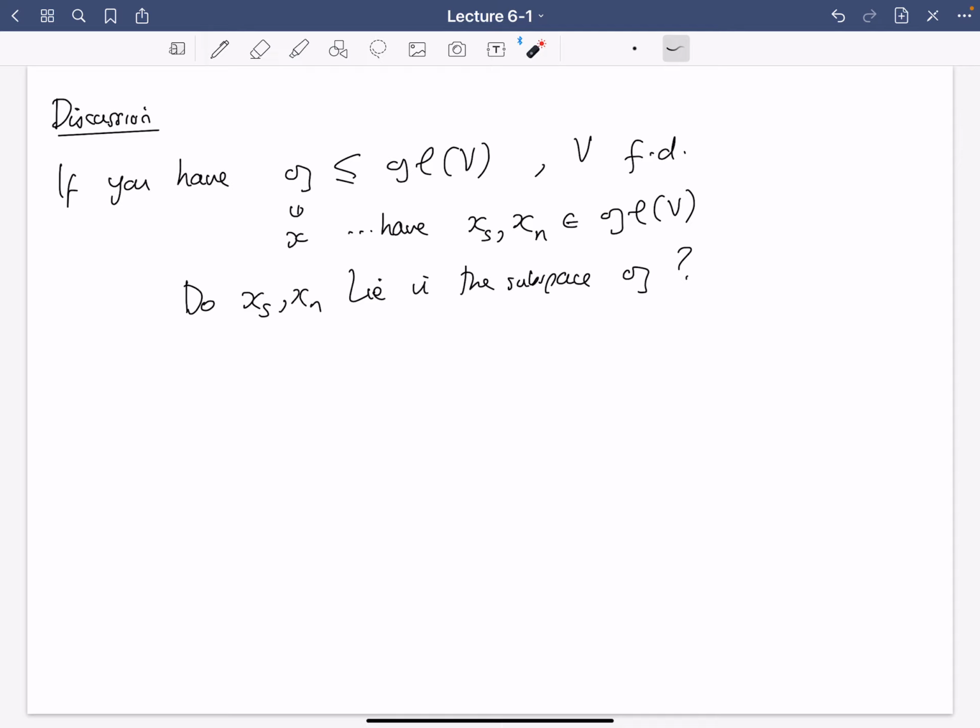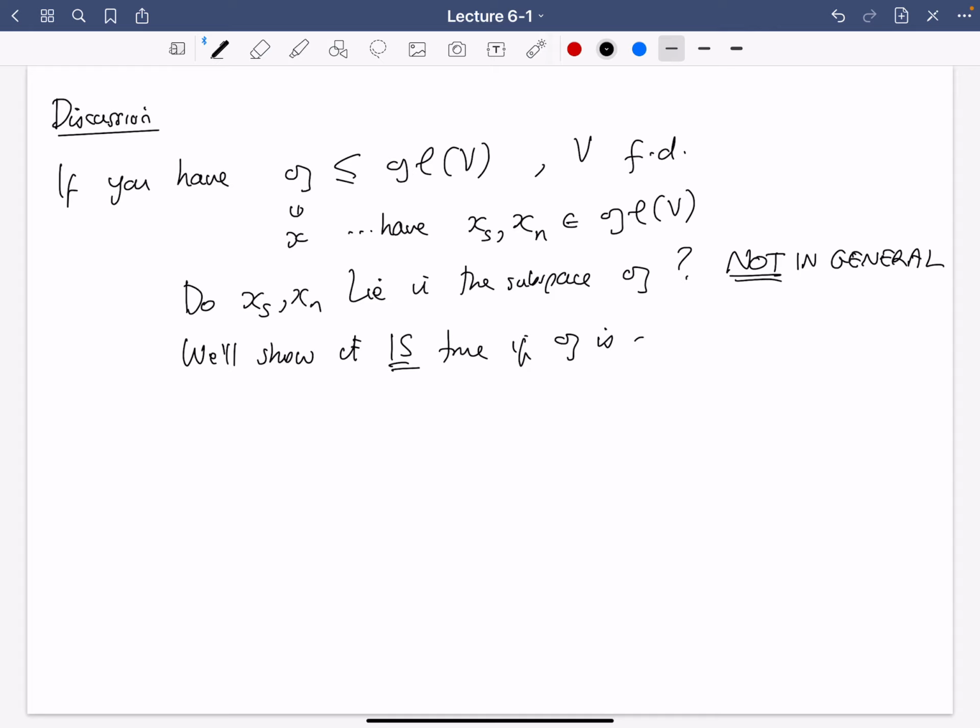It would be very nice if the semi-simple and nilpotent parts actually lay in the subalgebra that we were studying. And the answer is, of course, not in general. Just think about g being a one-dimensional subalgebra. There's no reason. So it's very easy to see that's certainly not going to be true. But we'll show it is true if g is a semi-simple Lie algebra.